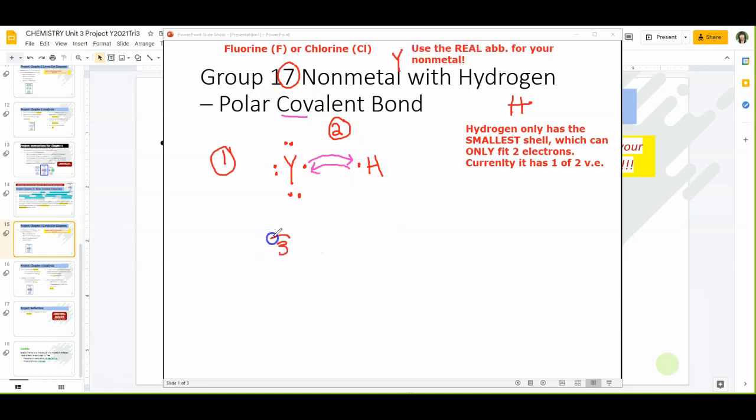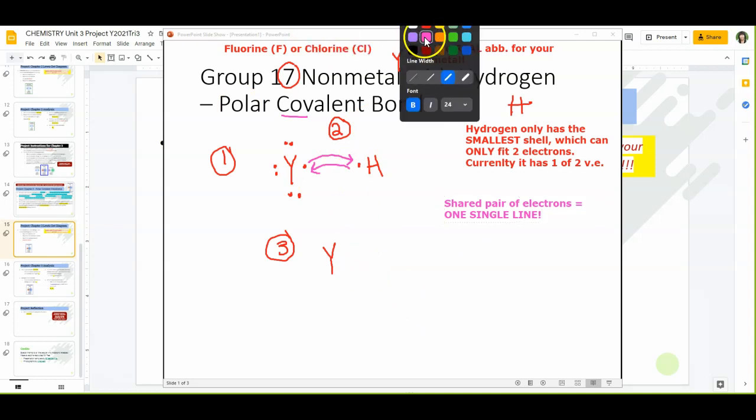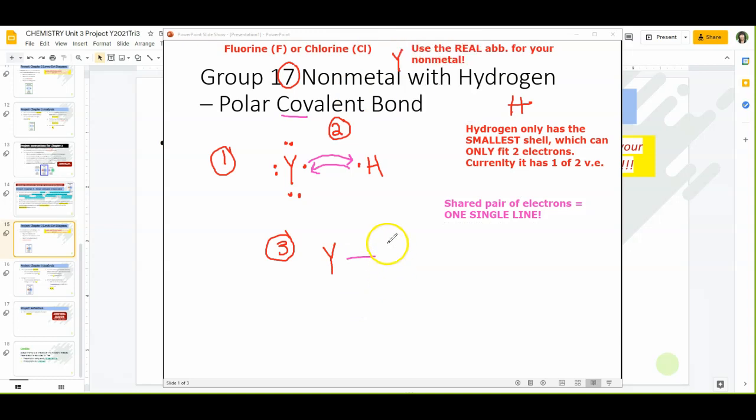So step number 3 here, I'm going to draw my nonmetal here, bonded now with my hydrogen. Remember that each shared pair of electrons is drawn in our final answer as one single line. So this shared pair right here just becomes a single line, which I'll draw in blue, pink, just to keep it consistent with my hydrogen right here. And don't forget that my nonmetal here still has the other electrons right here, the other 6, okay?